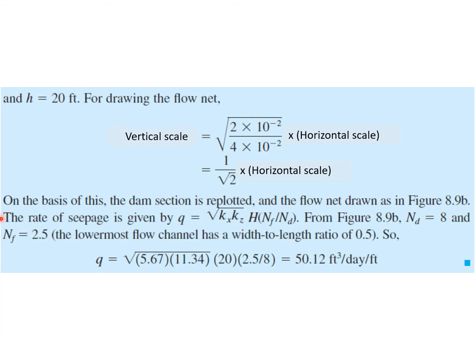The rate of seepage is given by Q is equal to the square root of Kx into Kz. In fact, this is K equivalent into H multiplied by Nf over Nd. From figure 8.9b, which was present on the previous slide, Nd, number of equipotential drops, is equal to 8, and number of flow channels is 2.5. So this is an interesting thing. The lowermost flow channel has a width to length ratio 0.5, so that's why it is 2.5. So by using the formula of the Q, that is the rate of flow per unit length or per unit width, just by plugging the values, we have got the answer 50.12 cubic feet per day per foot.